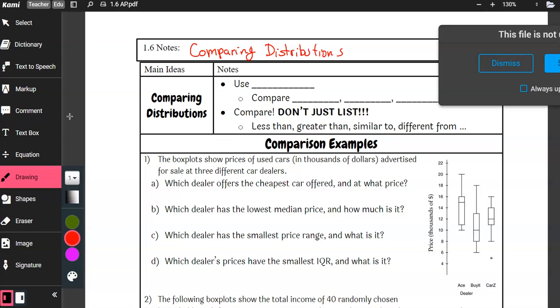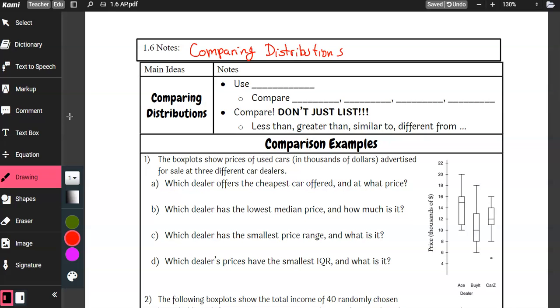Okay, so in here we're going to use the acronym SOCS to compare distributions. So remember, the acronym stands for S is for shape, O is for outliers, C is for center, and S is for spread. Compare, don't just list. So you need to put some context into your comparisons and use words like less than, greater than, similar to, or different from.